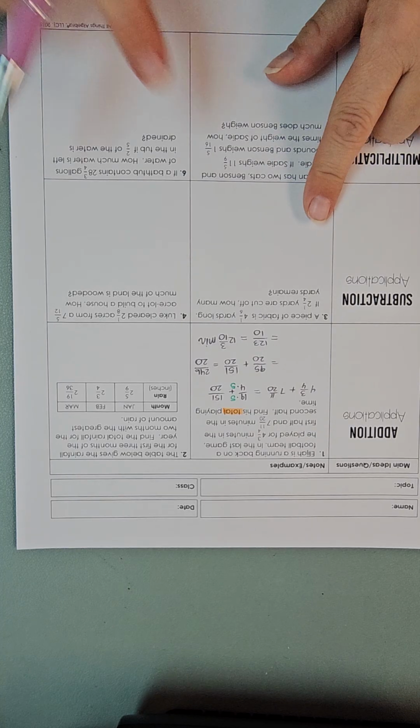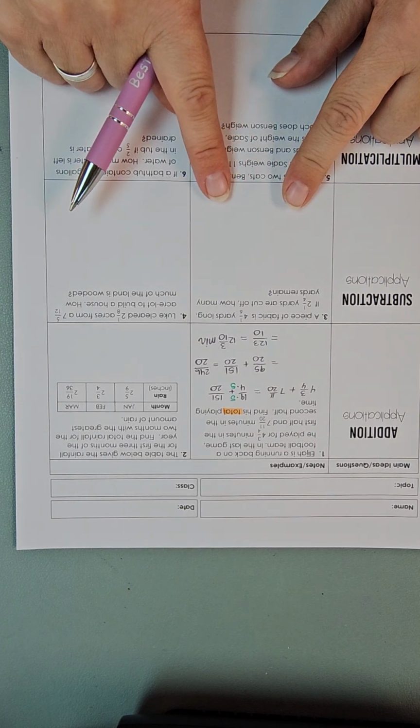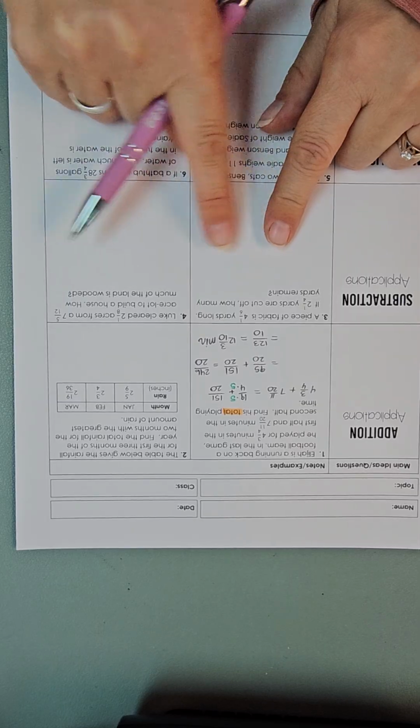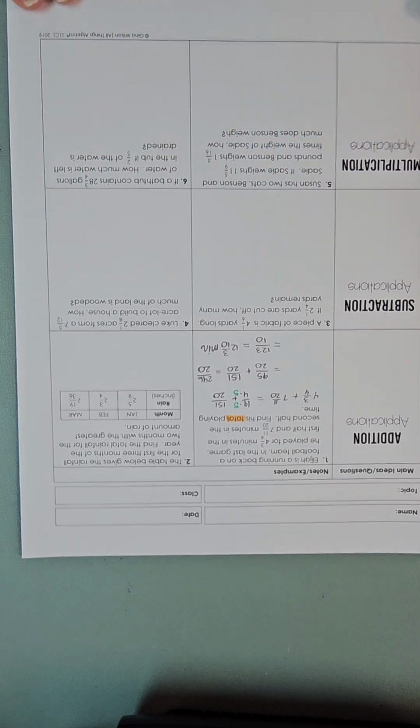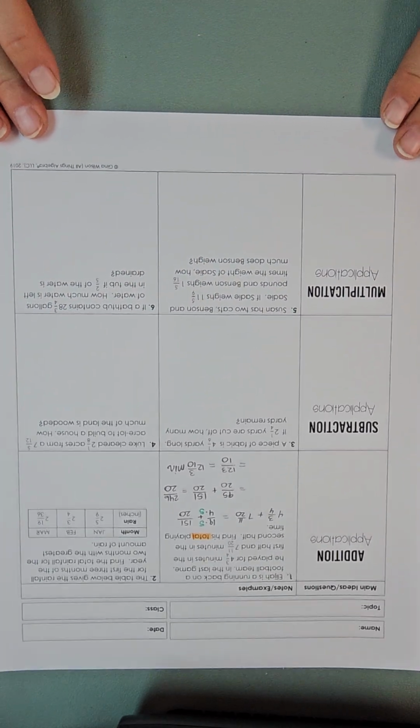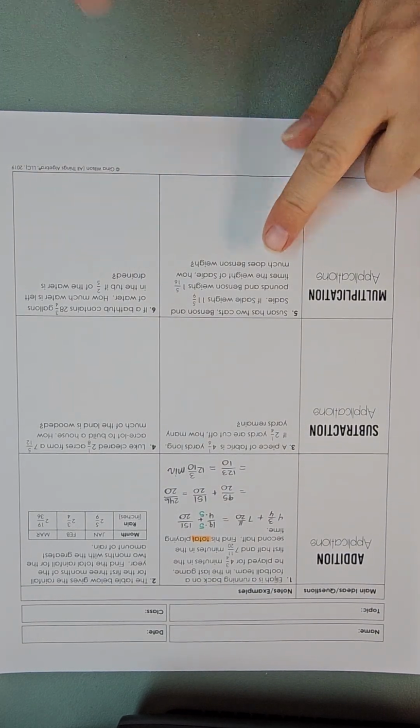So subtraction, I'm not going to show you a problem because it's the same thing. We're just subtracting, so 3 and 4 are subtraction. Now multiplication on number 5. Let's look at that. So I'm working on number 5 now.